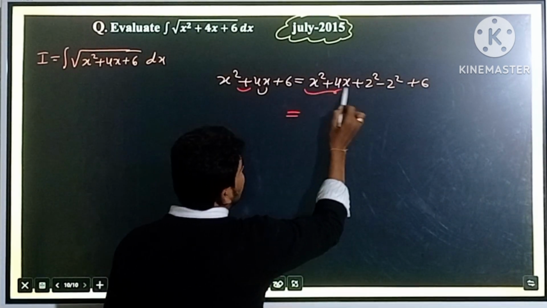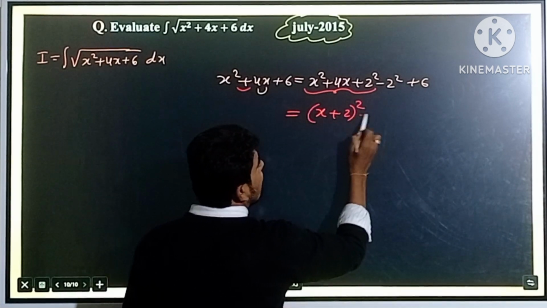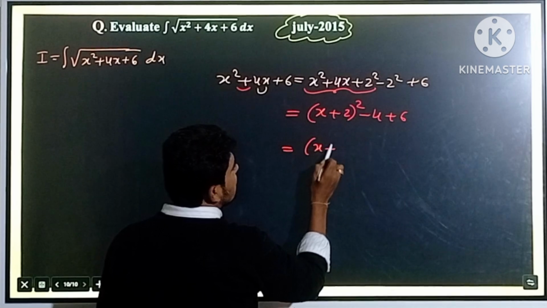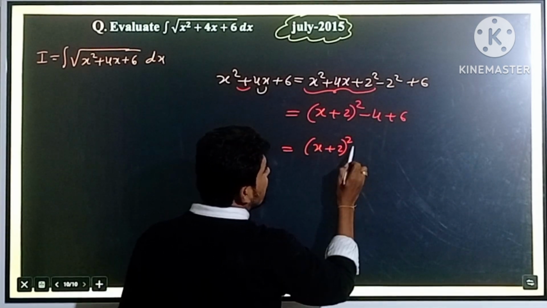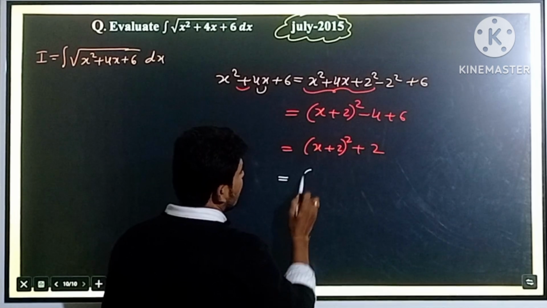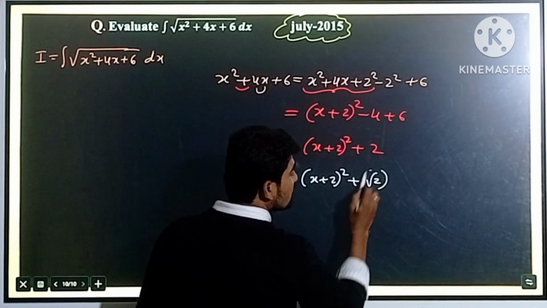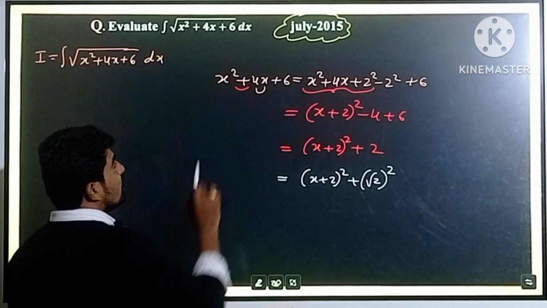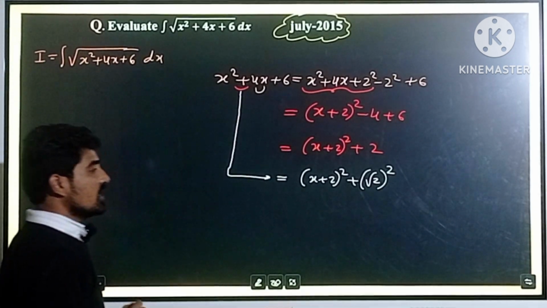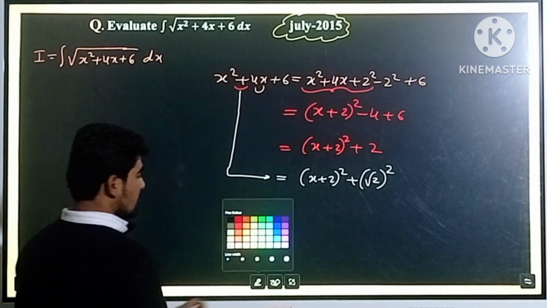Therefore, the first three terms are the expansion of (x plus 2) whole square, minus 4 plus 6, so (x plus 2) whole square plus (6 minus 4), which equals plus 2. And this 2 can be expressed as (root 2) whole square. So finally we got x square plus 4x plus 6 is equal to (x plus 2) whole square plus (root 2) whole square.